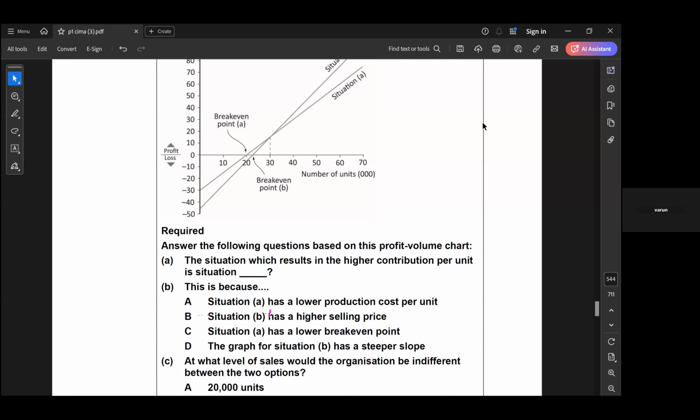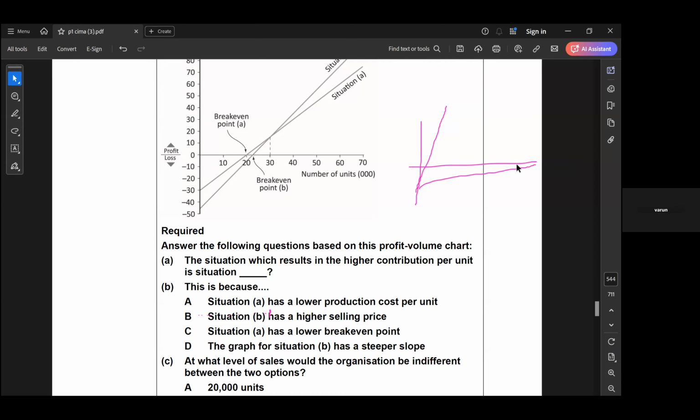The contribution. Based on this profit volume chart, the situation that results in the higher contribution per unit always should be the steeper line, like this. Remember this: the steeper, the higher. So obviously, according to me, it should be situation B.